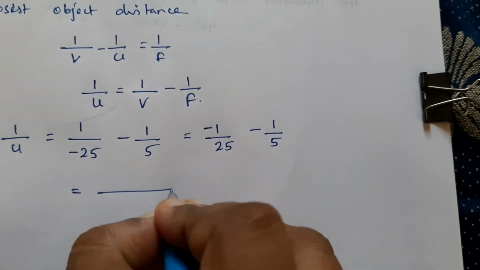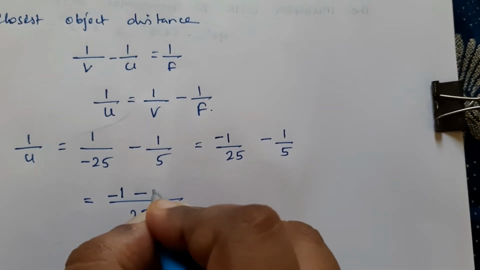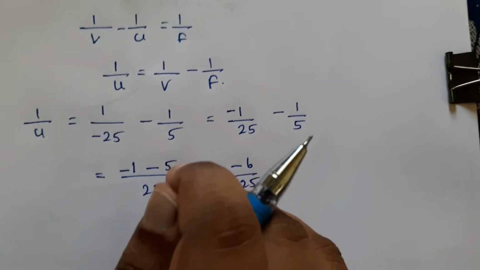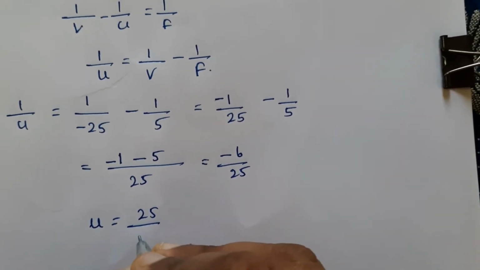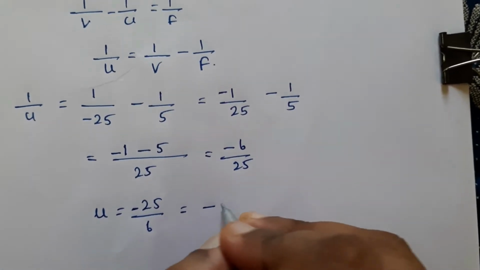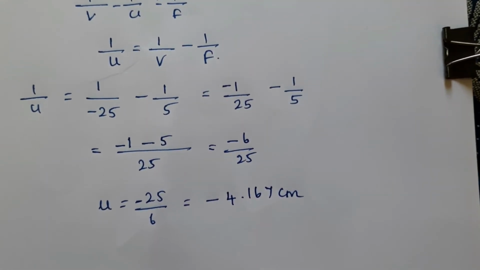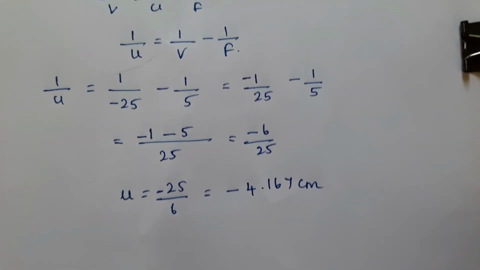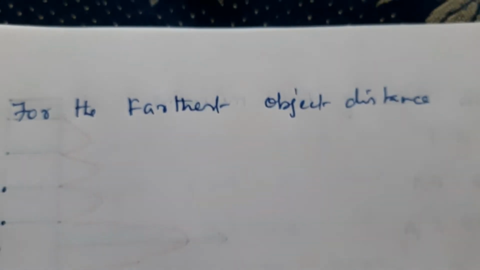We can take the LCM as 25, so this is minus 1 minus 5, which is minus 6 by 25. So what is the U value? U value is 25 by 6, with the minus sign. If you divide it, you will get minus 4.167 centimeter. So your closest distance is minus 4.167 centimeter.